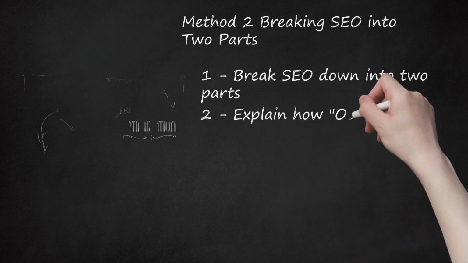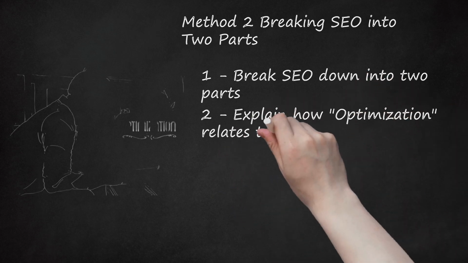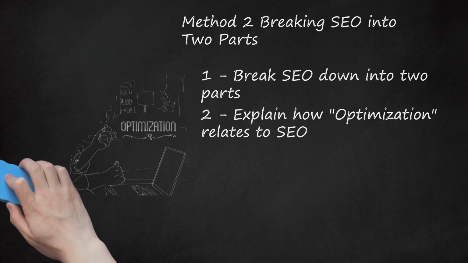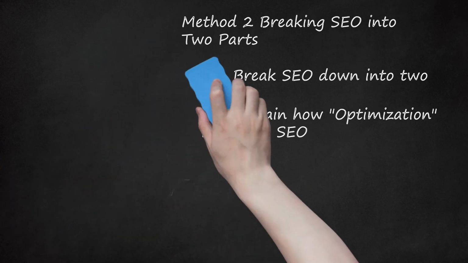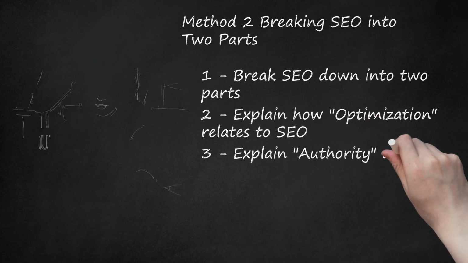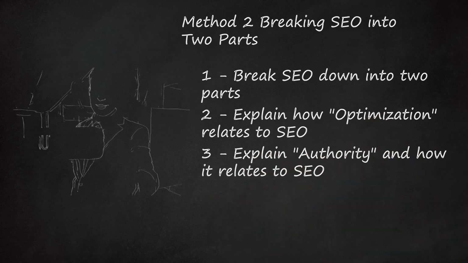2. Explain how optimization relates to SEO. Your client needs to understand that optimization allows reputable search engines to read his or her website and then evaluate it. You can say something like this: Optimization allows a search engine to read the content of your website. The search engine will then display your site in the results when someone searches for the keywords that appear on your site.